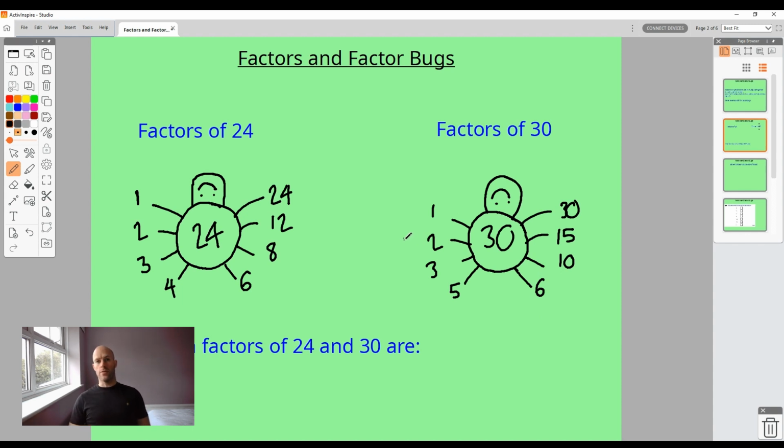Lots of questions, and questions we'll do later, ask for the common factors for a couple of numbers. Now, you've just got to think, if you have something in common with somebody else, it's the same.